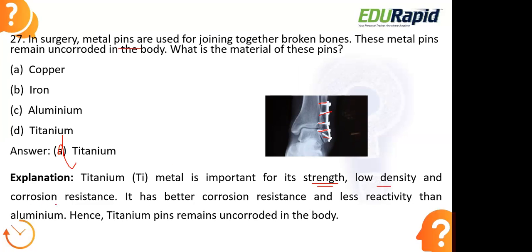And again, corrosion resistance. Definitely it should not get corroded in our body. If corrosion happens just like iron, what would have happened, right? So to prevent all of this, the suitable properties of a material are used in making the metallic pin that can be used for the surgical process. Even if it is there for longer years in our body after surgery, the titanium pins always remain uncorroded in our body. Usually corrosion will not happen. Okay, moving to the next question.